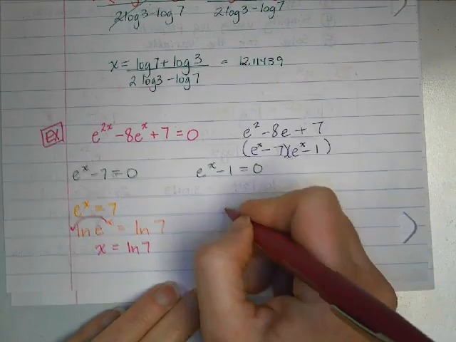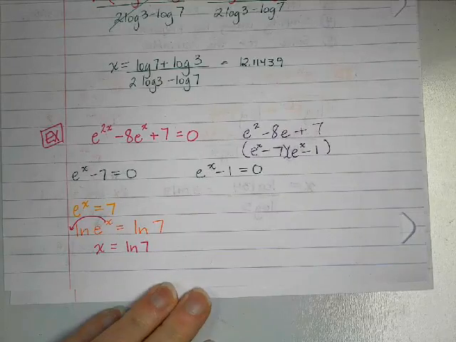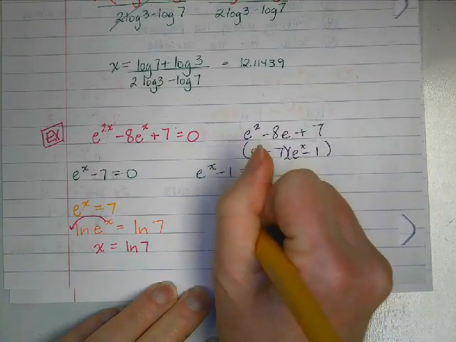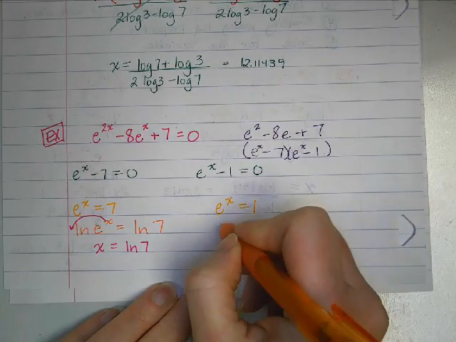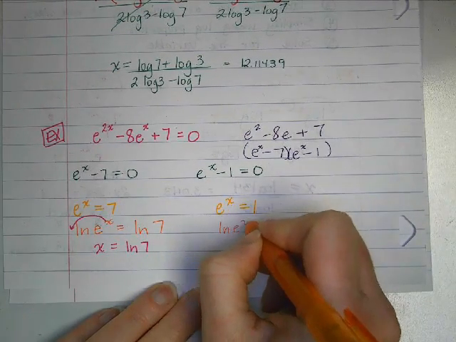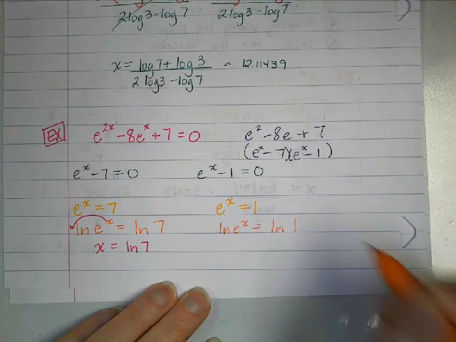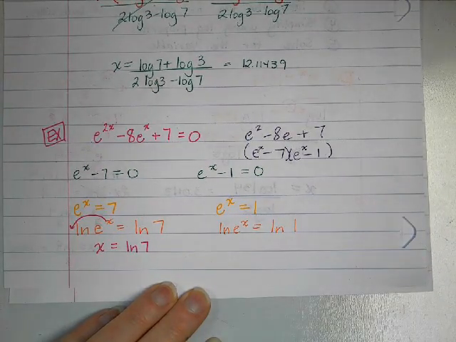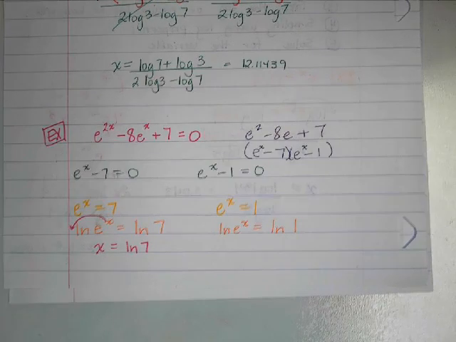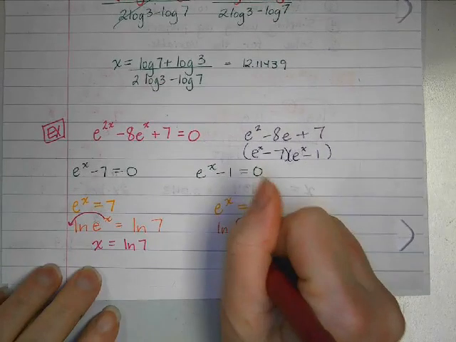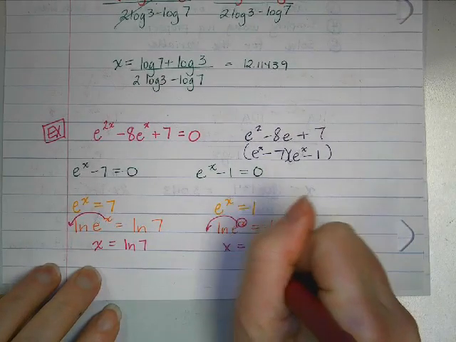I have to solve this one the same way, so I'm going to write e to the x equals 1. Natural log e to the x equals natural log of 1. Do you remember what we learned about natural log of 1? It's 0. So this one, x equals 0.